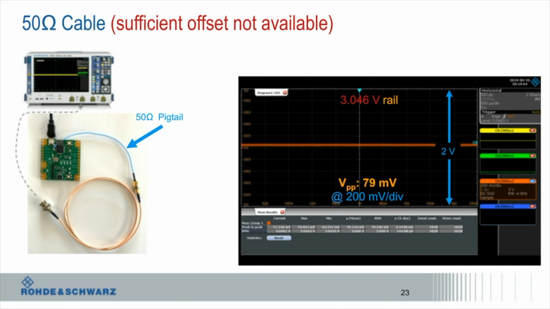Let's look at the measurement result using this technique. As the scope doesn't have enough built-in offset, we can only scale vertically to 200 millivolts per division, or 2 volts full screen. This produces significant measurement noise and results in the biggest measurement reading we've seen to date. It's 79 millivolts peak-to-peak voltage. In addition, note the rail voltage of just over 3 volts. Our 50 ohm path has loaded the rail and changed its value significantly.